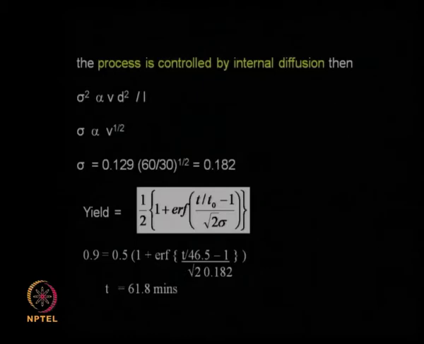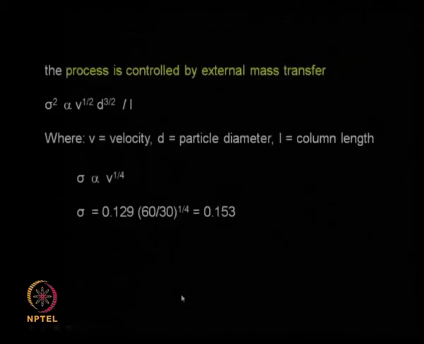So if the internal diffusion is the controlling factor, then sigma will be proportional to v raised to the power half, and when I am doubling from 30 centimeter per hour to 60 centimeter per hour, my time required to collect has become 61.8 minutes. Now let us consider another situation.